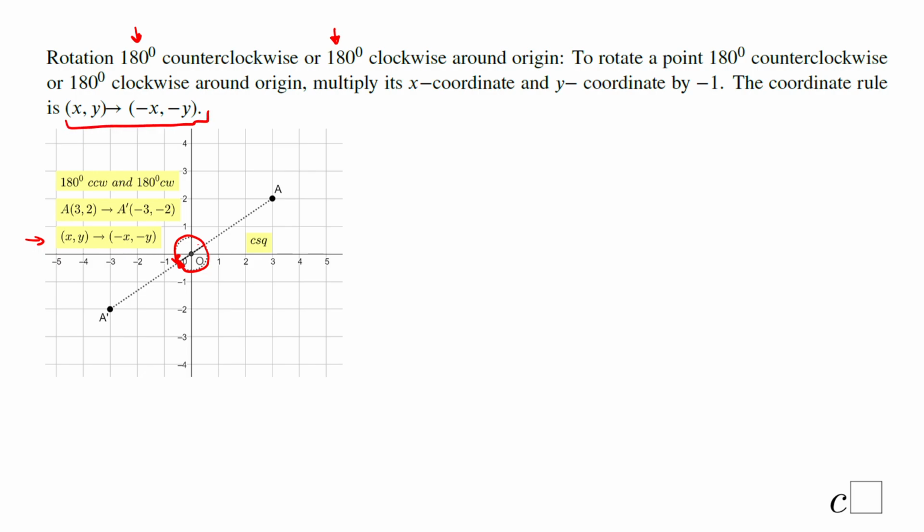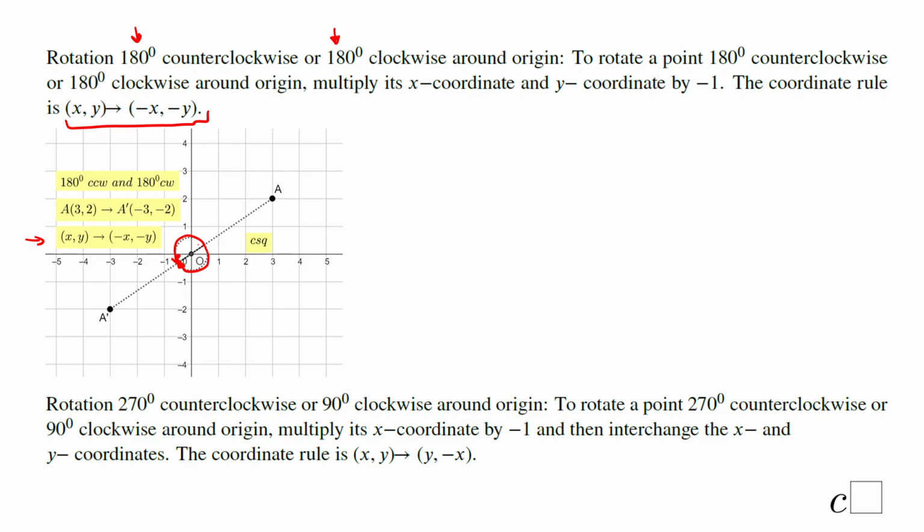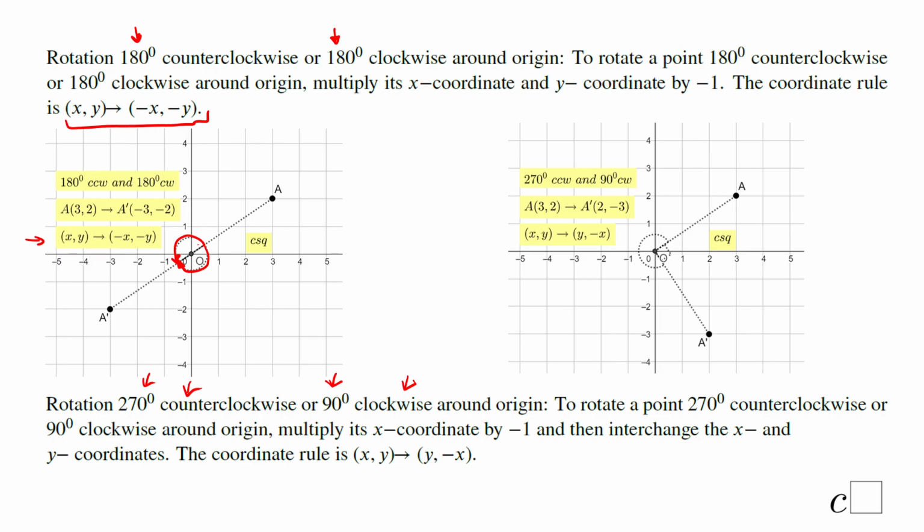And the last one is rotation 270 degree counterclockwise, which is the same equivalent of 90 degree clockwise around the origin. All these are around the origin, if I didn't mention that. It's right here, and you see it. Point A is rotated 270 degree counterclockwise, which is the same as 90 degree clockwise. This is the rule. Switch x and y, change the sign for x, or if you want to say change the sign for x and then switch it, that's also good.